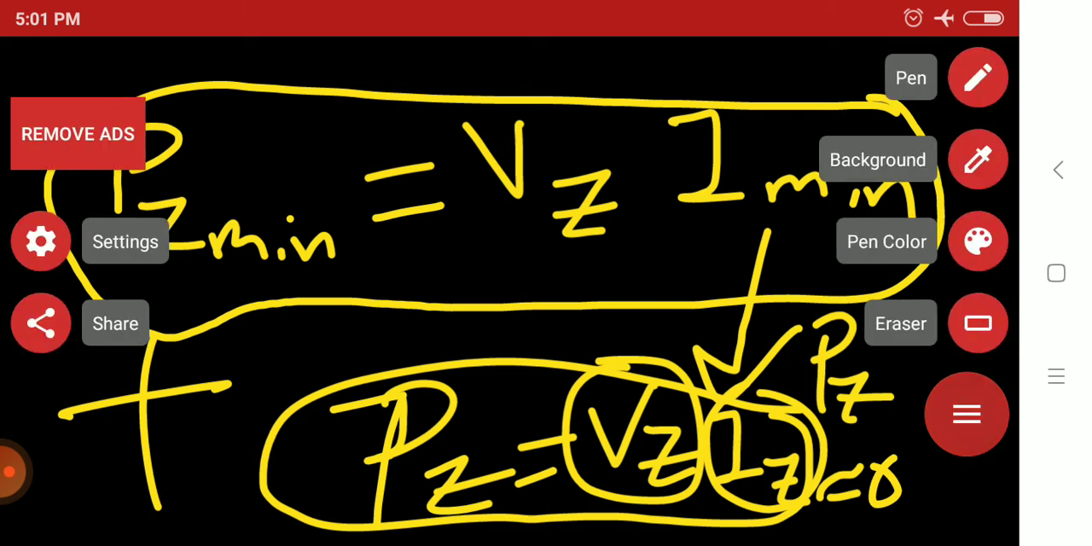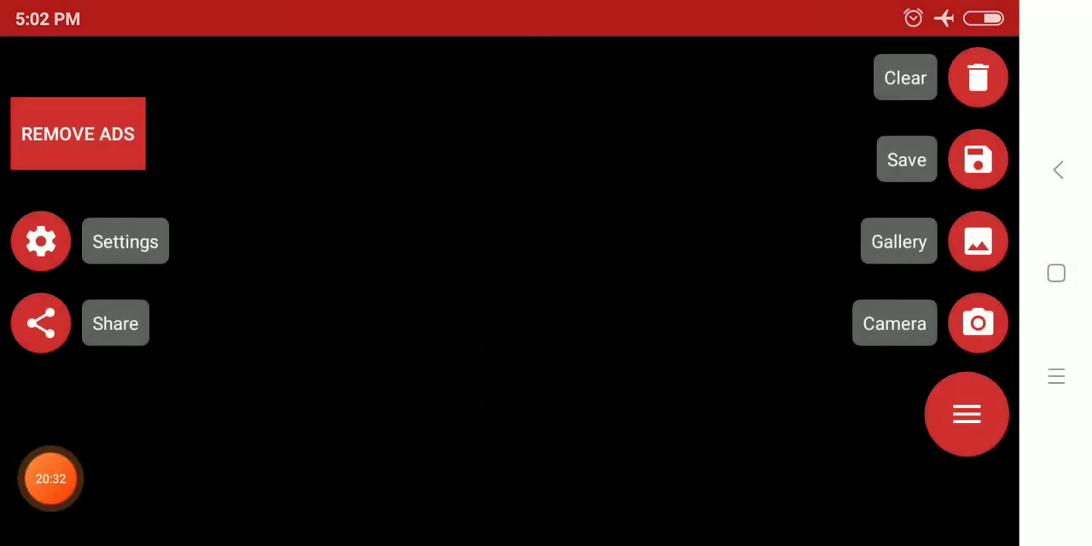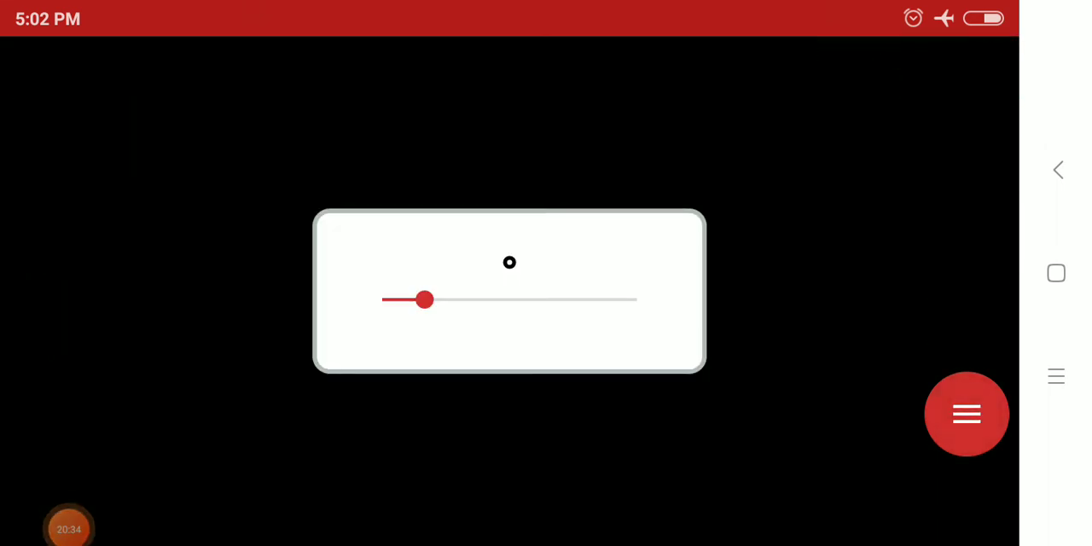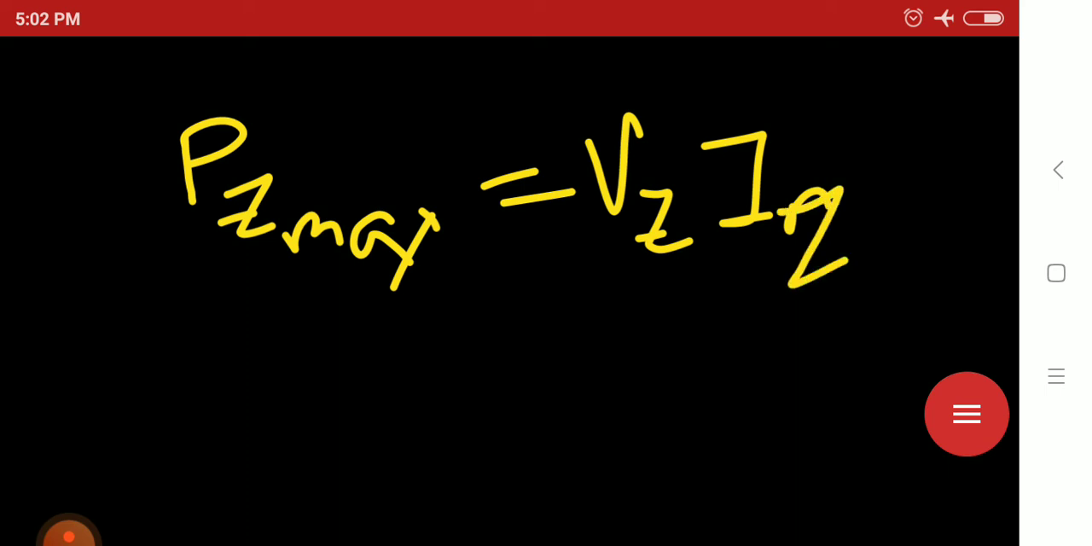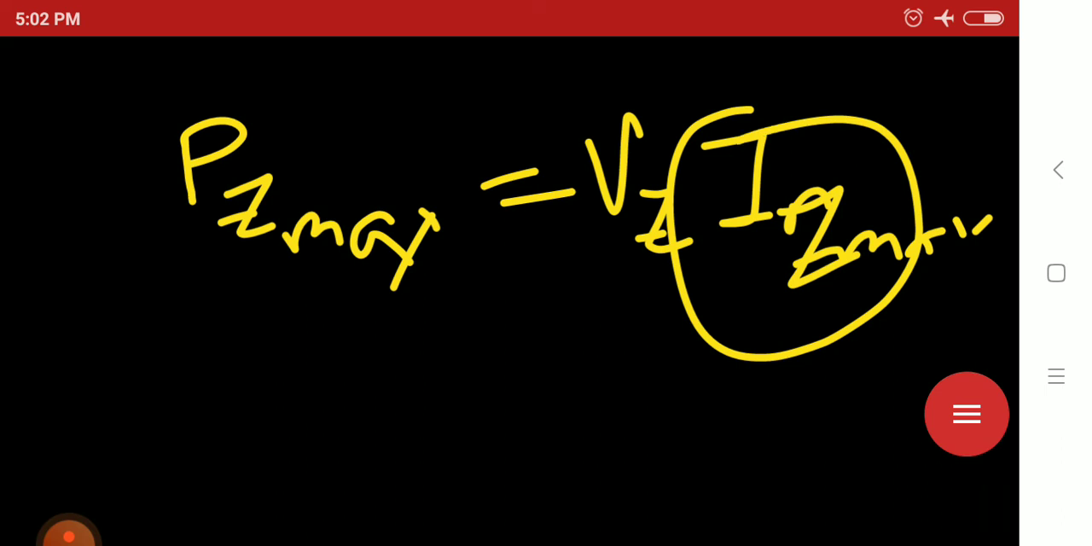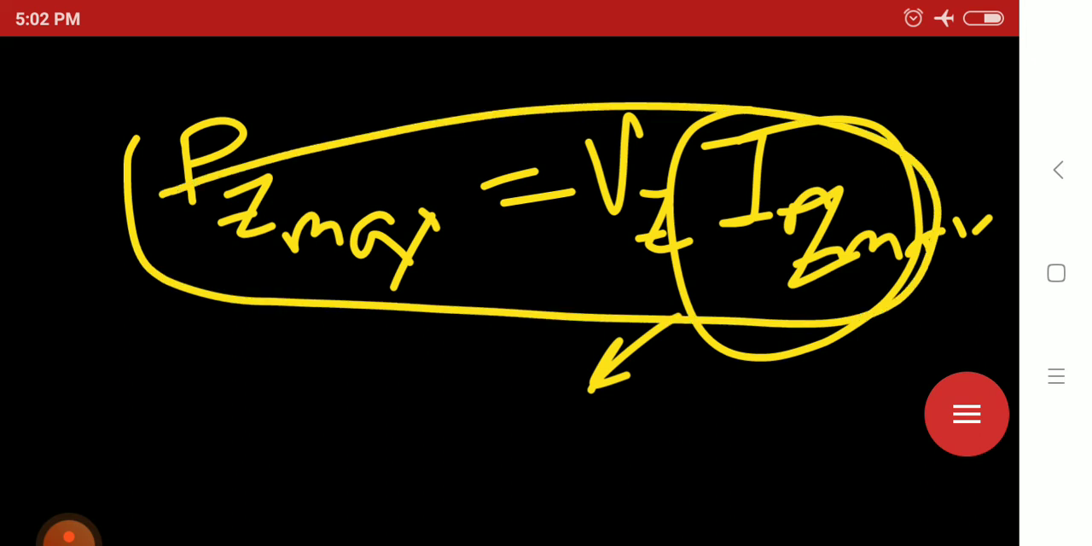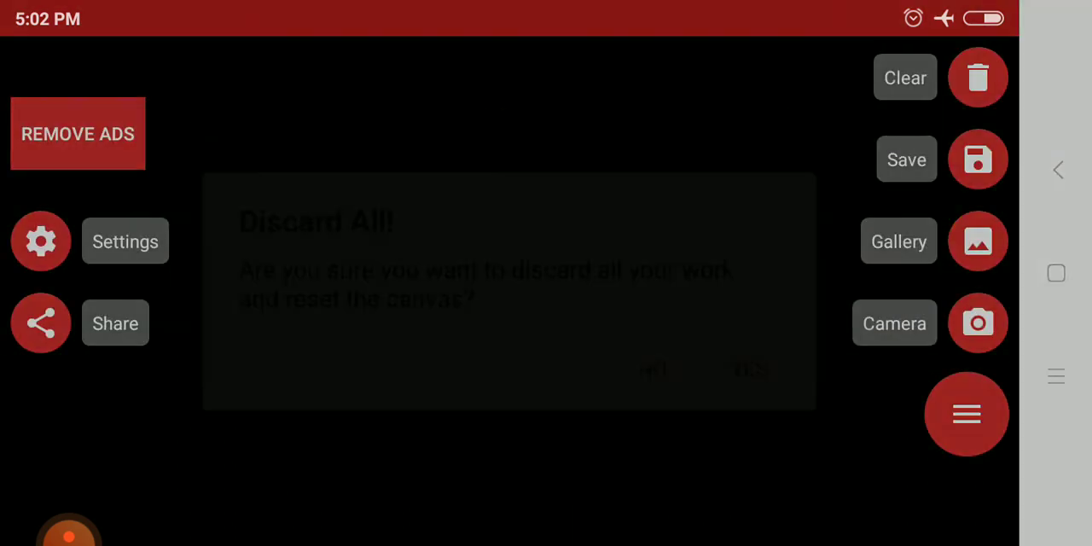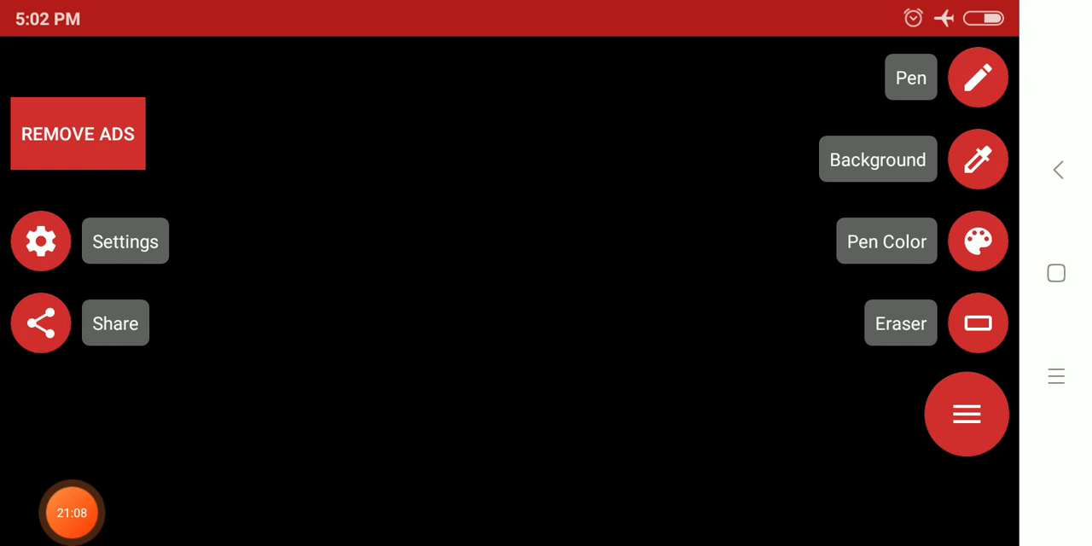Similarly, whenever you are going to calculate maximum power, Pz max, you have to write Vz Iz max. The supply is responsible for this Iz max: Pz max equals Vz Iz max. Supply voltage or supply current is responsible, not load resistance. So this is the formula, and you will understand much better when I discuss a problem on this.